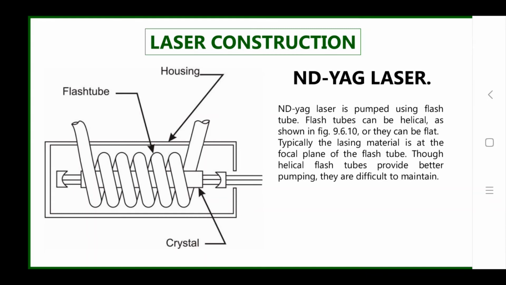Now the Nd:YAG laser. Here again I have shown the laser in the figure. This is pumped using the flash tube. The flash tube can be helical. They can be flat also. Typically, the lasing material is at the focal plane of the flash tube. Though helical flash tubes provide better pumping, they are difficult to maintain. So through this figure I have shown some parts of this laser.